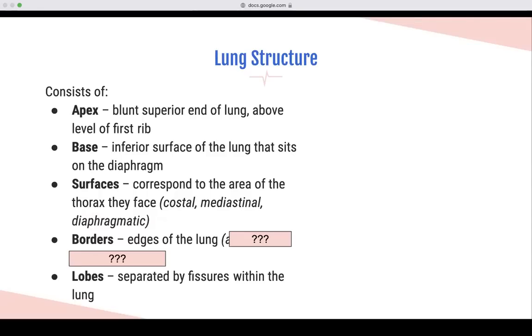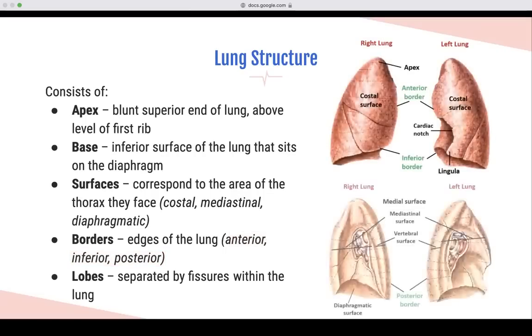Now the borders, which are basically the edges of the lung. What are they? We have three main borders: the anterior border, posterior border, and the inferior border. Okay, let's visualize them. You can see here, this is the costal surface. This is the anterior border. This is the inferior border, and then the posterior border would be the curved part that's out here.